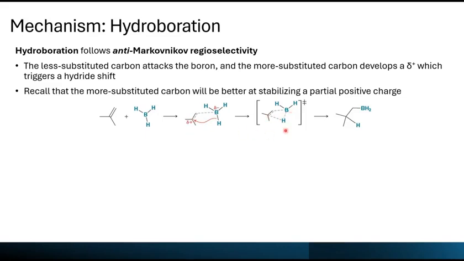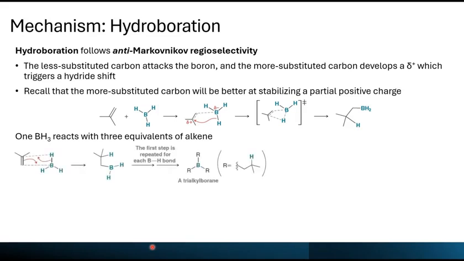This transition state has the boron making a bond to the less substituted carbon, and the hydrogen, as a hydride, making a bond to the more substituted carbon, resulting in the anti-Markovnikov addition of the H and the BH2. One BH3 reacts with 3 equivalents of alkene because note there are other H's here that can be removed via hydride shifts. The first step is repeated for each BH bond. We end up with a trialkyl borane.